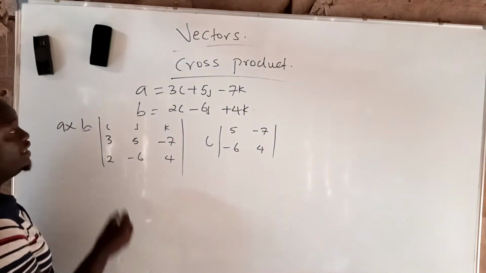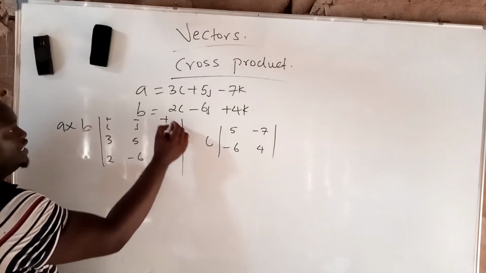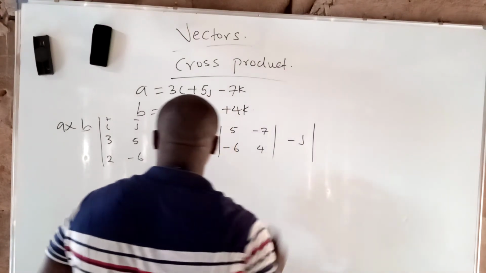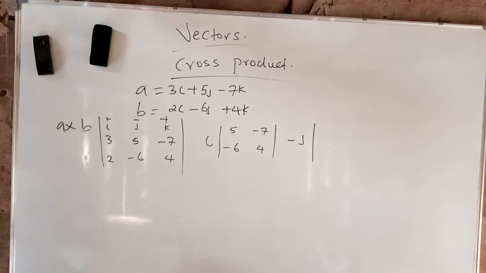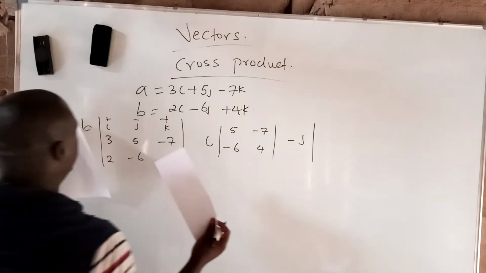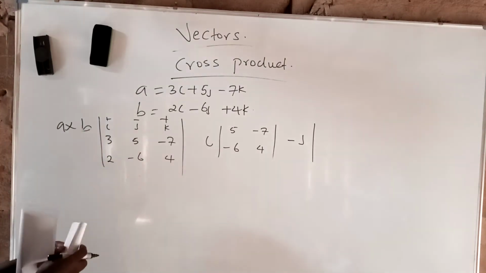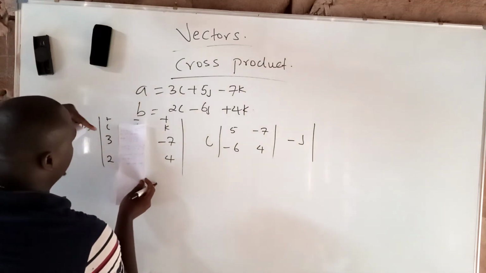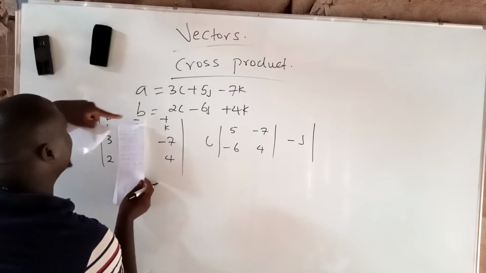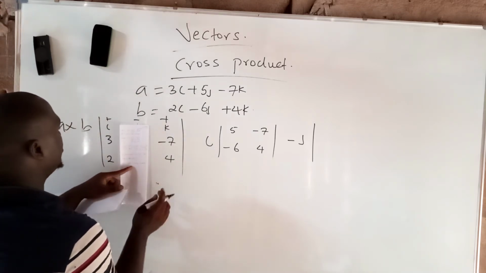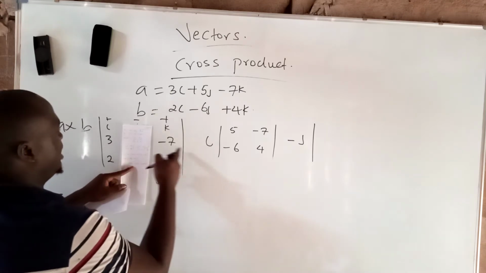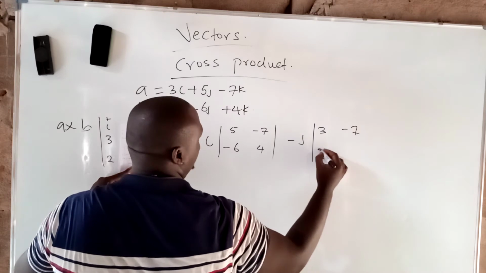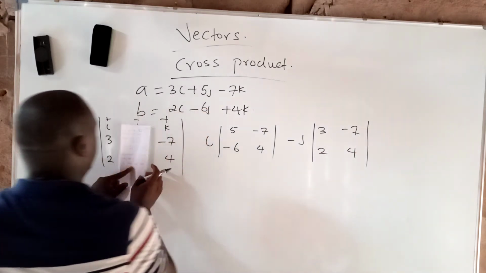The next thing, remember in matrix, here is plus, here is minus, here is plus. Then the next thing is minus j. So everything under j, I will cover it, and everything opposite j, in front and back. So what numbers are you seeing now? You are seeing 3, minus 7, 2 and 4. So this is 3, minus 7, 2 and 4. You bring it out.